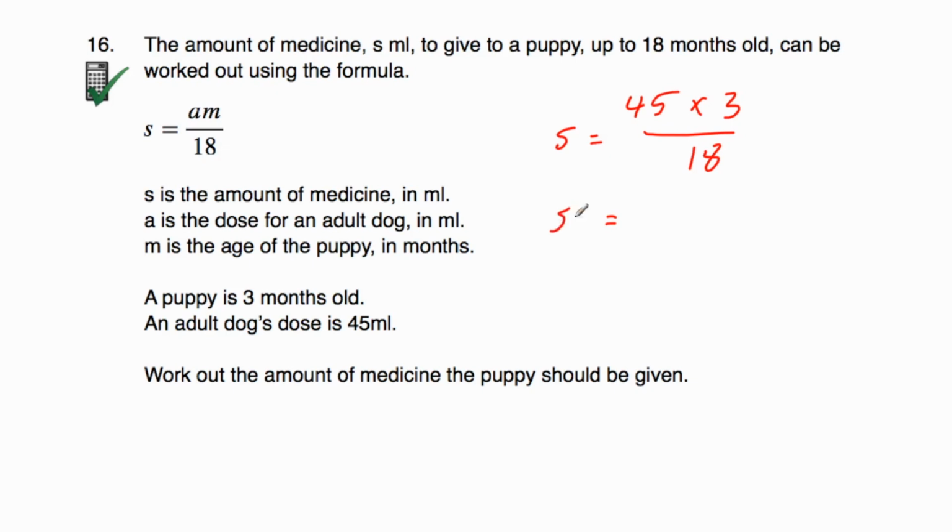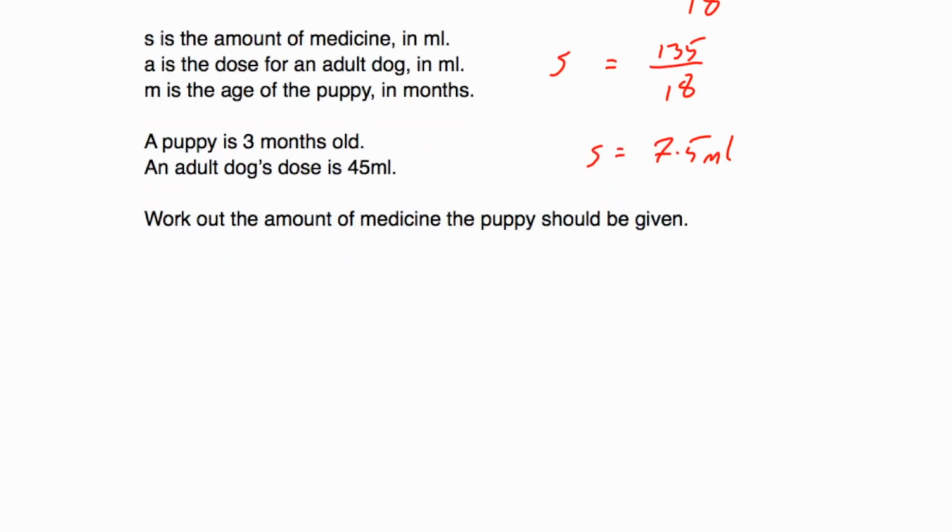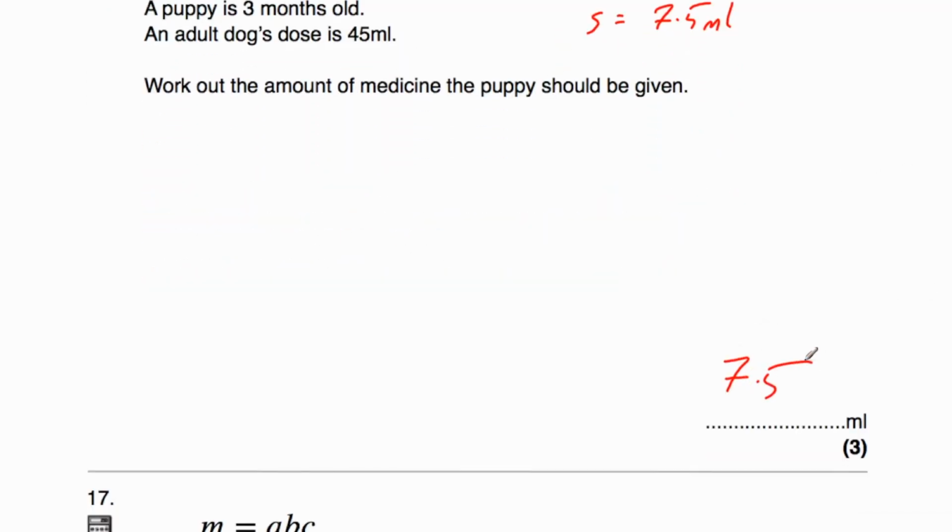So S is equal to 45 times 3, which is equal to 135, and we're going to divide that by 18. So S is equal to 135 divided by 18, which is equal to 7.5. So that means that the dose for this puppy would be 7.5 milliliters. So that's it. The answer is 7.5 milliliters.